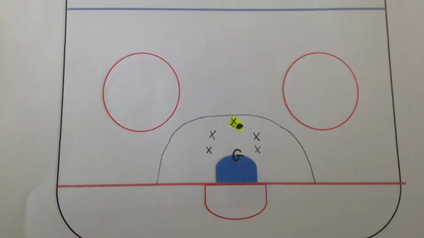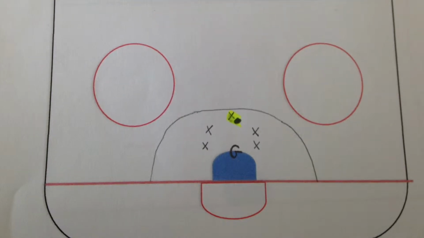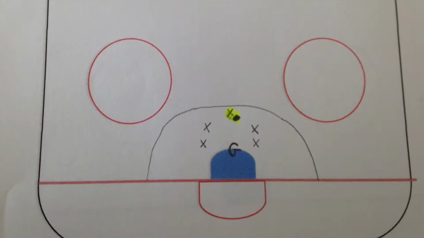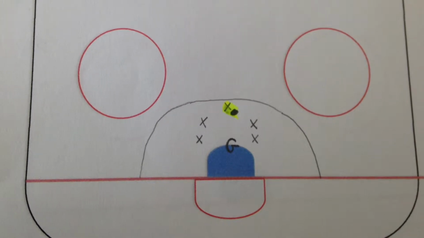The goalie, represented as a G, is in the net ready to make the save. The player at the top of the crease in yellow is the shooter, and he is the one who takes the initial shot. The other 4 players are lined up on the side, ready for the rebound.